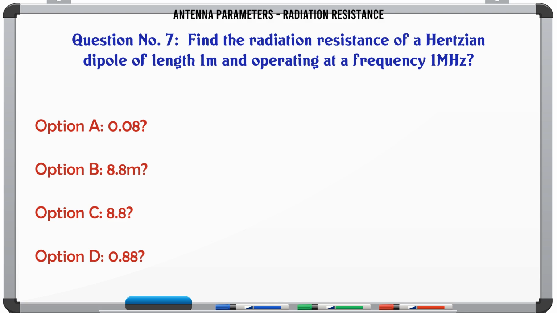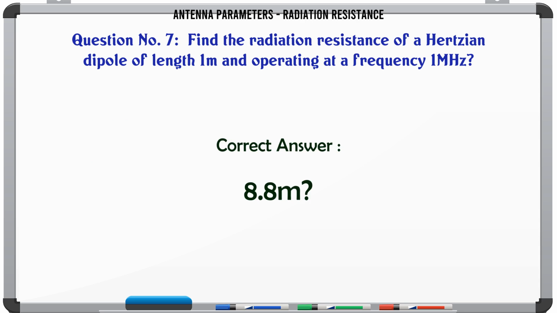Find the radiation resistance of a Hertzian dipole of length 1 m and operating at a frequency 1 MHz. A. 0.08. B. 8.8 m. C. 8.8. D. 0.88. The correct answer is 8.8 m.